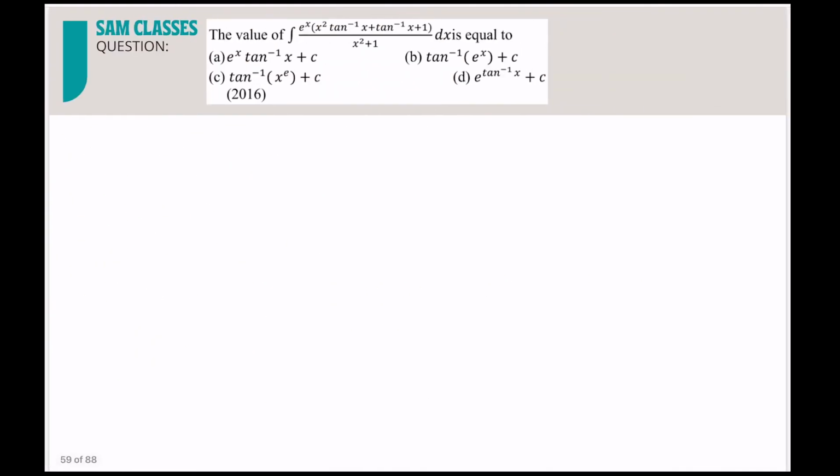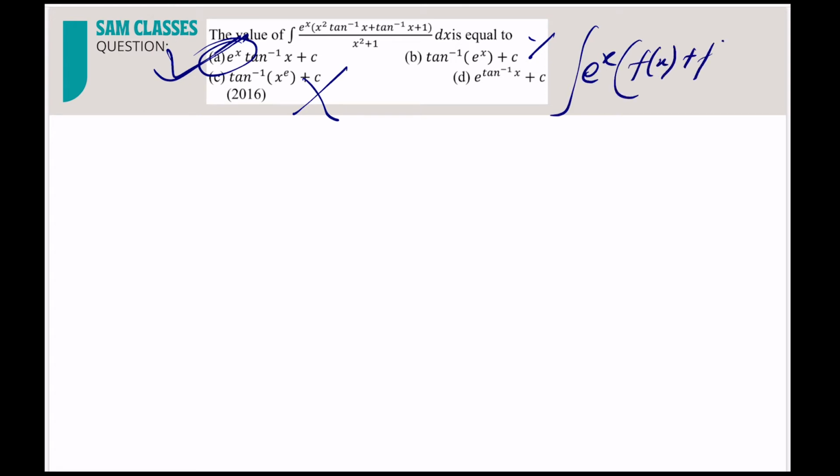Now let's see the next question. What we have, e power x again. A very simple question, you just need to arrange. We have here e power x, so definitely we'll have a term of e power x. So this will be the answer, because nobody else has e power x properly. Since e power x is separate and we remember this formula, integration of e power x into f x plus f dash x, it is of this form.